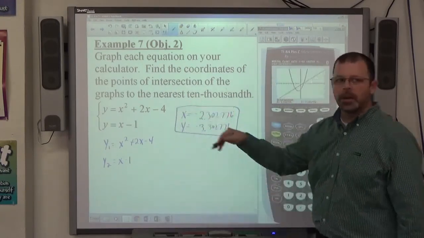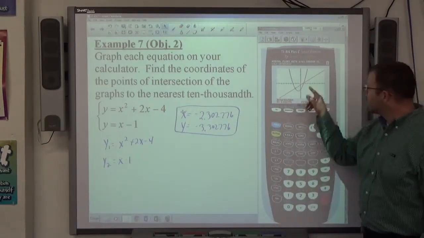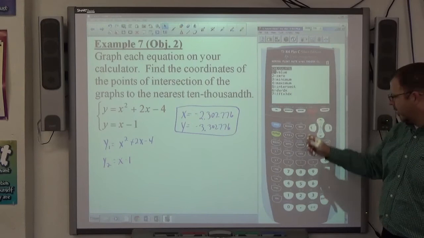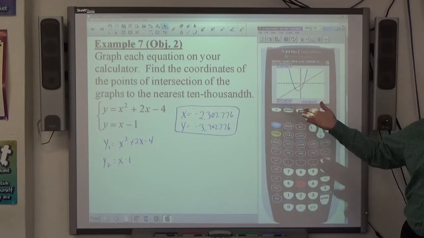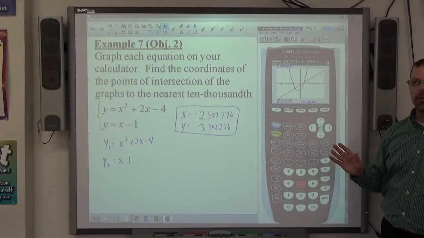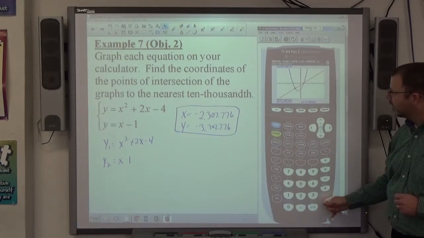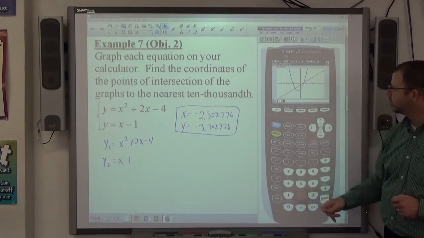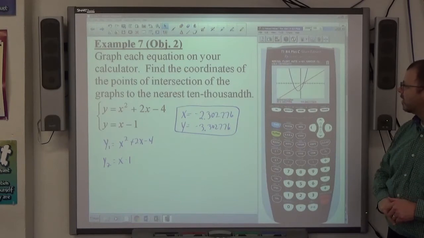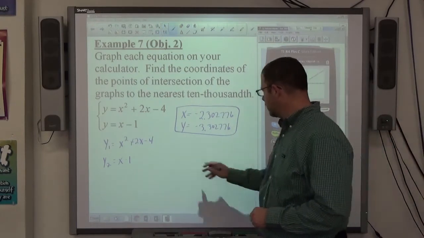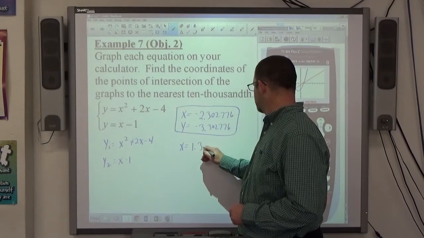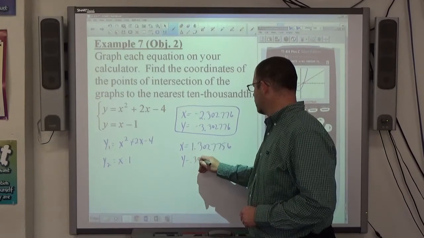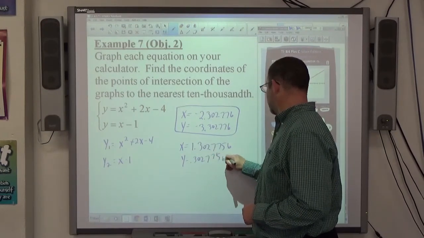We'll deal with that as an ordered pair in a minute. The other point of intersection is over here between 1 and 2. So again, I'm going to go to second calc, and I'm choosing intersect. Again, it's on the blue curve right now, but it doesn't matter where I'm at on the blue curve. I'm just telling you what curves I'm talking about. So I want the blue curve to intersect the red curve. Enter, enter. My guess this time, I'm going to guess 1.2. I'm going to get near that answer, hit enter. It's actually x equals 1.302776, and y is equal to 0.3027756.